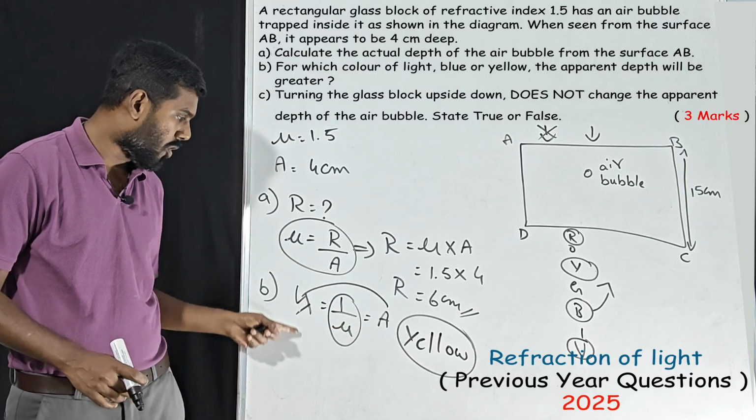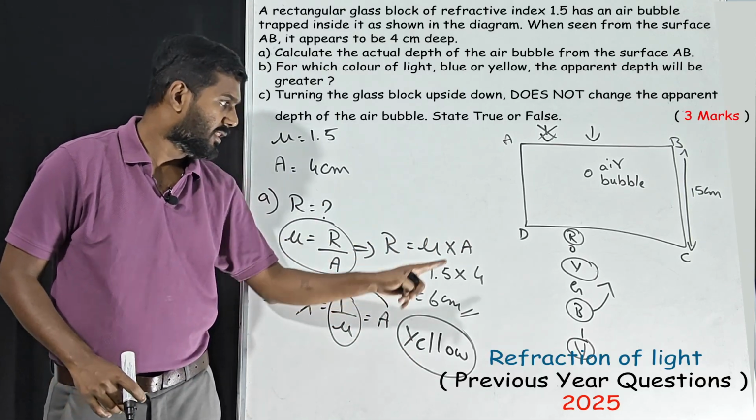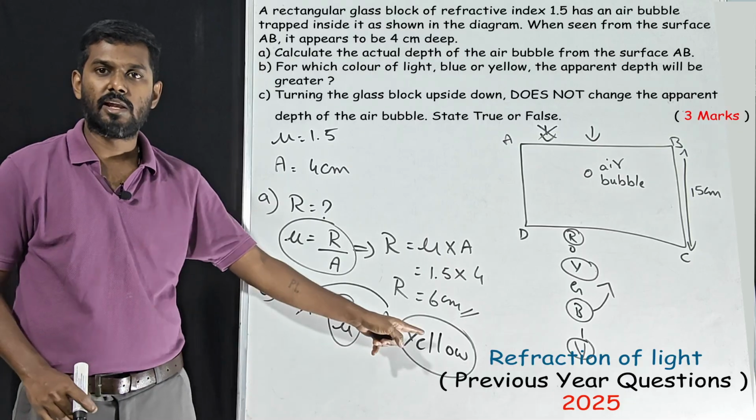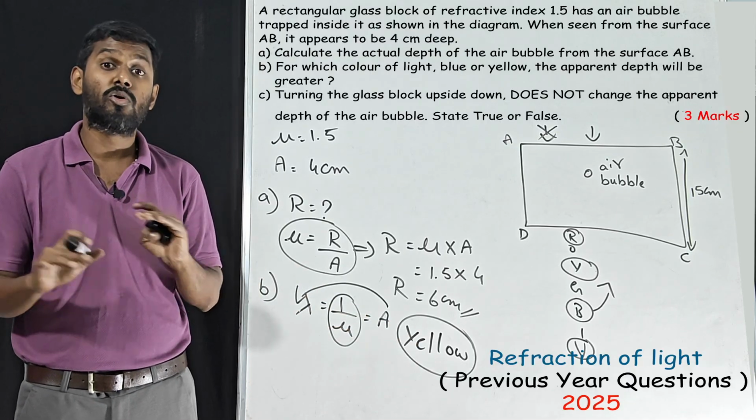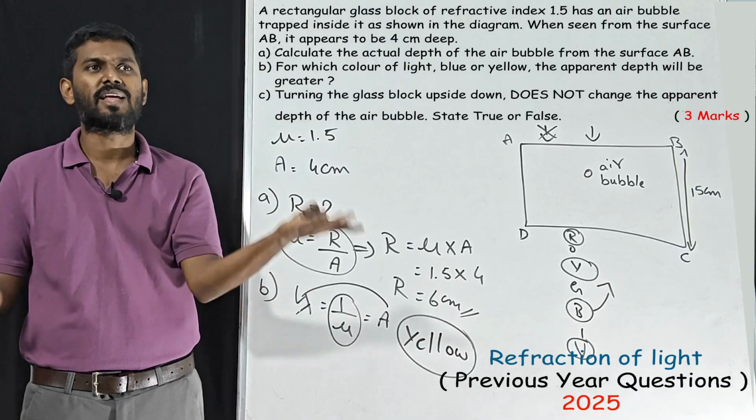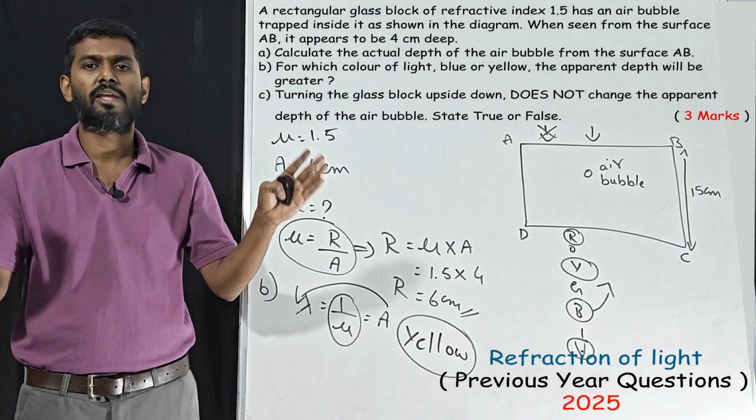You don't have to show all these things. Okay, that is for your understanding. Yellow is our final answer. If you just write yellow, you will get full marks. No need to give the reason also, because they are not asking for the reason, so don't give one.